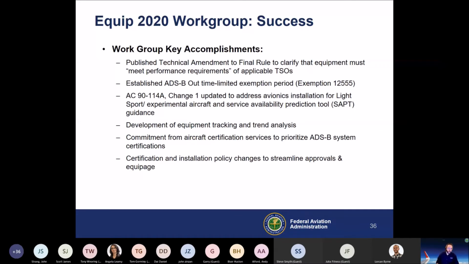They still had to meet the ADS-B rule, but they were able to do it with a less precise position source. We gave some relief to our sport and experimental aircraft, and we developed what was called a service availability prediction tool, which allowed insight into how the GPS system is working along a path, intended to give insight as to how well GPS would be working along that path. We developed the tracking tools and trend analysis to know how we're doing. And we really worked on the processes of certification and prioritizing ADS-B over other things, and really worked to streamline approval processes to get all this equipment through the system.